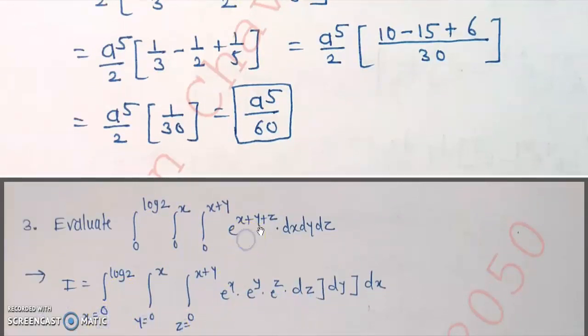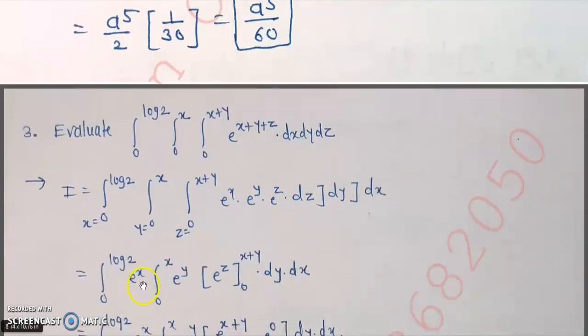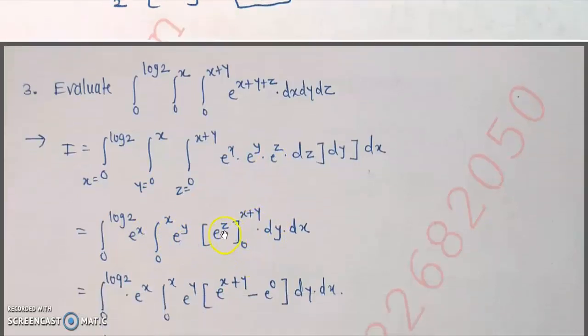Additionally, e raised to x plus y plus z can be written as e raised to x into e raised to y into e raised to z using the property. Okay, so that with respect to z, we can take e raised to x and e raised to y outside. Like this, e raised to x is further constant for y, that's why it is taken even outside for the middle integral. E raised to y is constant and e raised to z is integrated as e raised to z in the limits 0 and x plus y. So the upper limit gives us e raised to x plus y minus the lower limit gives us e raised to 0.